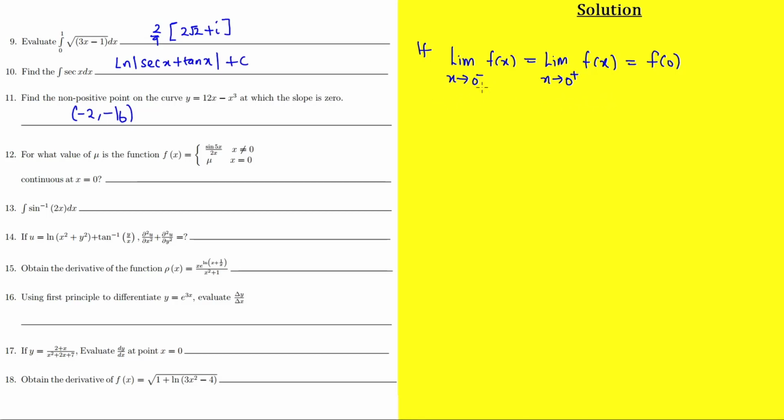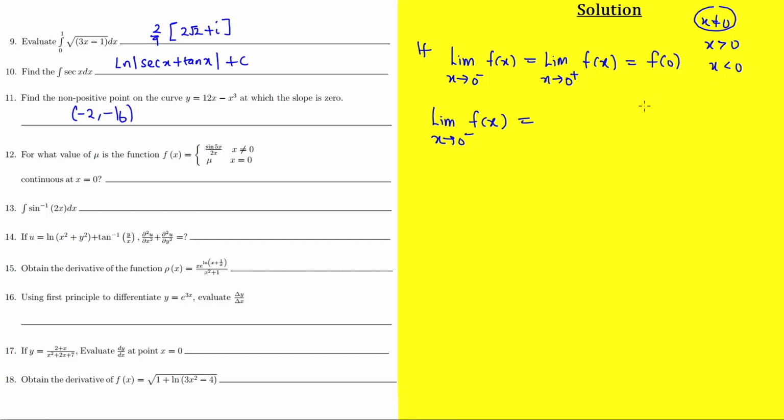Now, what is my left limit? My left limit is the limit as x tends to 0 from the negative side. If you look at your condition, they said x is not 0. That is the condition where x is approaching from the left. If x is not 0, that means either x is greater than 0 or x is less than 0, so either x is positive or x is negative.